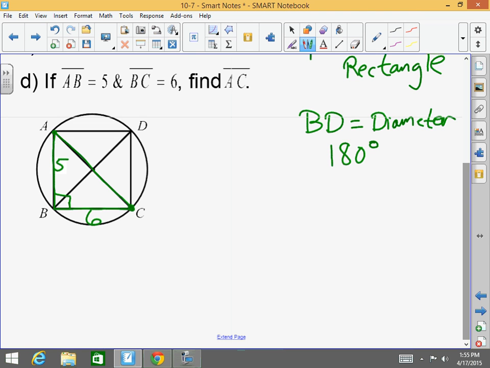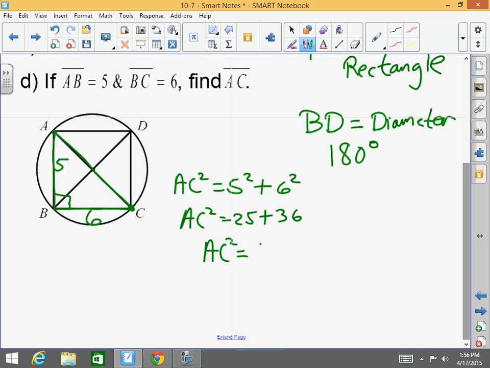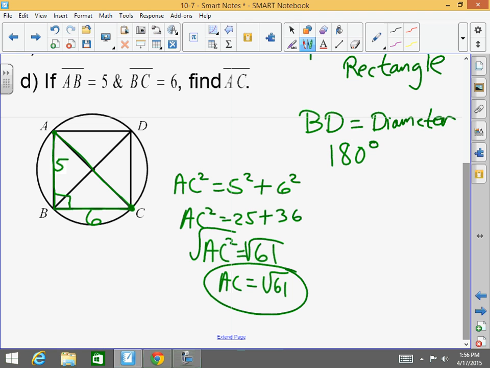So again, if I define that the chords making this parallelogram are congruent, which they're not going to be because a parallelogram doesn't have all equal sides, it is a rectangle, okay? So what would AC be? How do we find this? Pythagorean theorem. So AC squared equals AB, which is 5 squared, plus BC, which is 6 squared. So AC squared equals 25 plus 36. So AC squared equals 61. Square root of AC. AC equals square root of 61. And you're done.